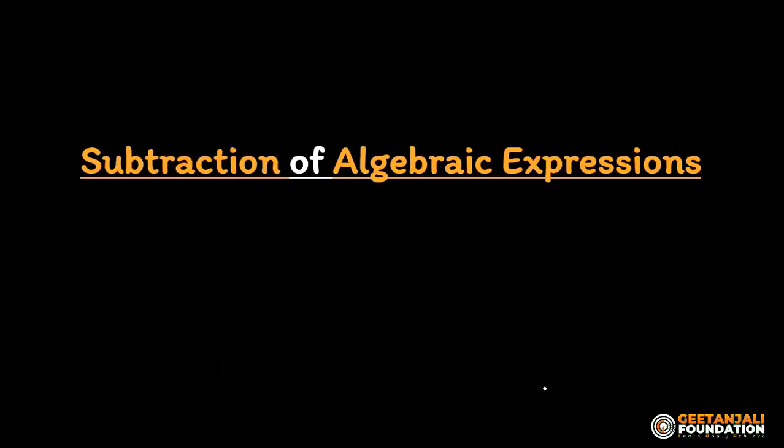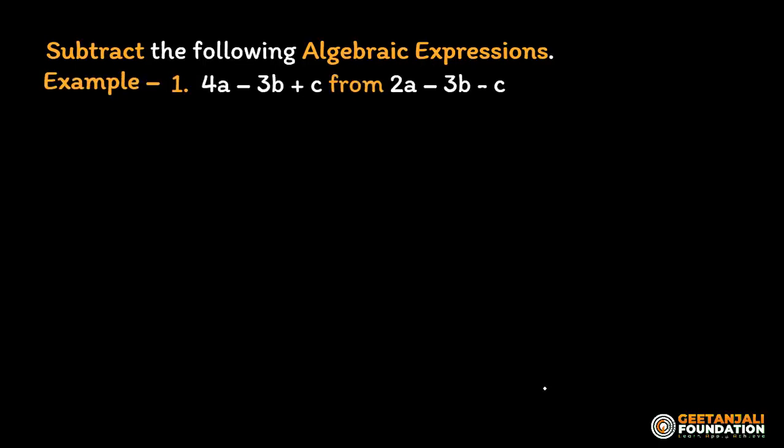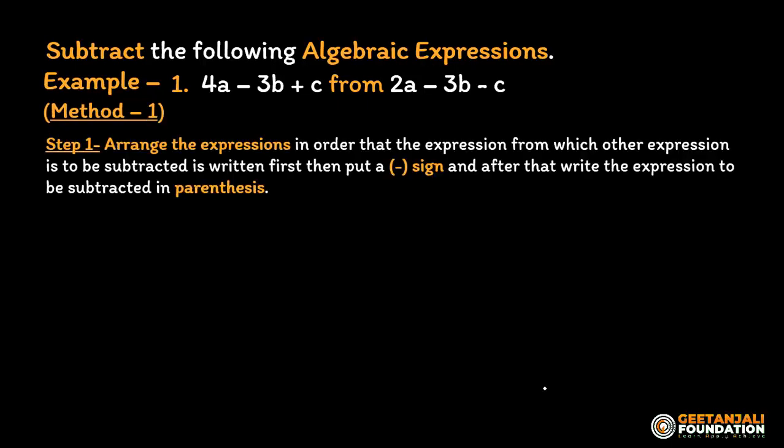Now next is subtraction of algebraic expression. Let's go through the example. 4a minus 3b plus c, we have to subtract it from 2a minus 3b minus c. So what we can do, here also I am taking two methods. So in first method, you arrange the expression in order that the expression from which the other expression is to be subtracted is written first, then put a negative sign and after that write the expression to be subtracted in parentheses. So from this we have to subtract this.